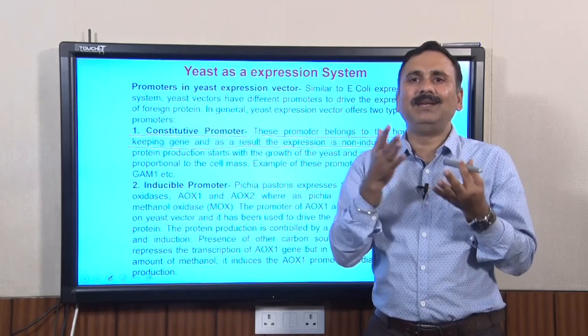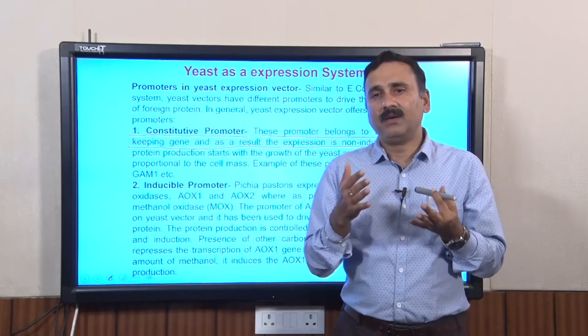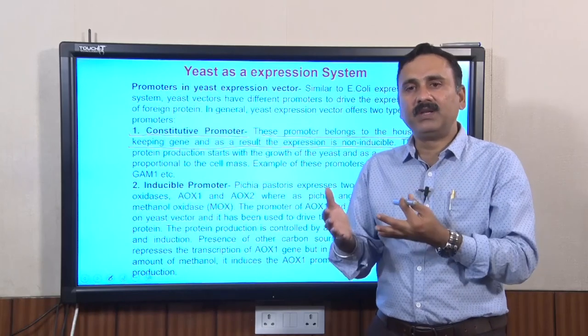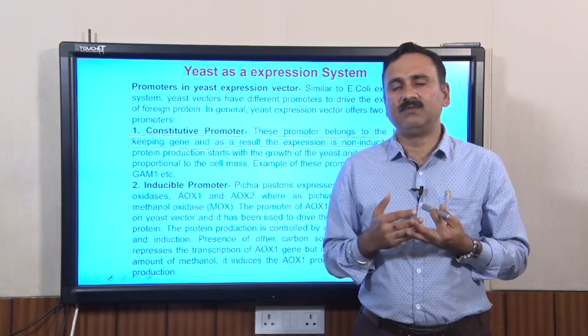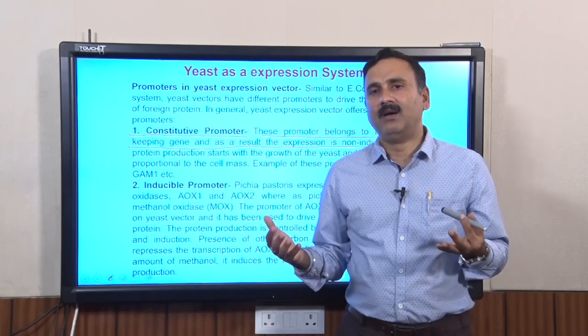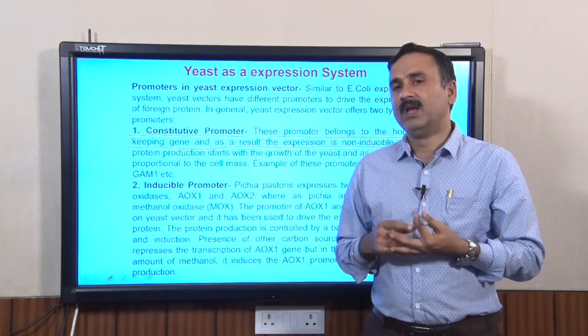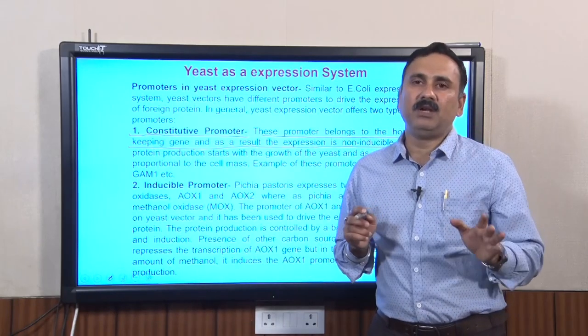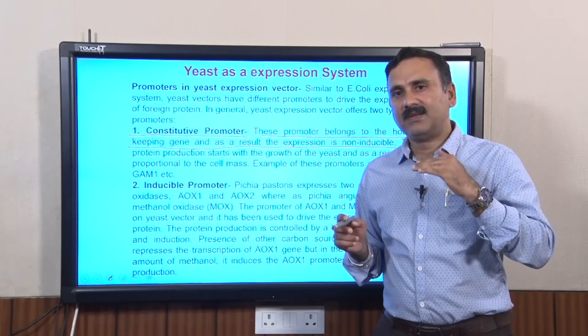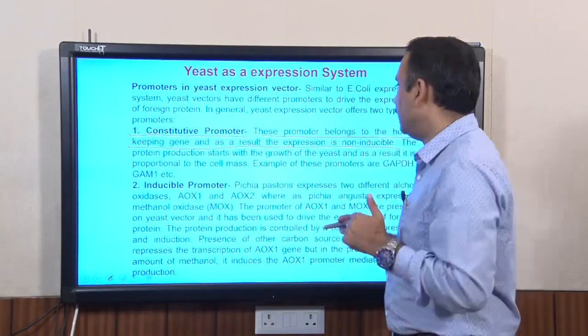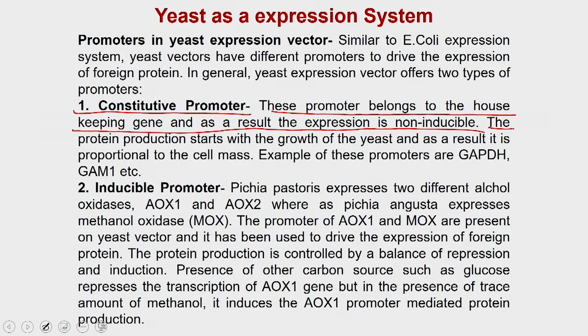One of the classical examples is LDH. So, LDH is a housekeeping gene, as are actin or myosin. Most of the structural proteins which are part of the formation of the plasma membrane belong to the housekeeping genes. So, housekeeping genes are never inducible because they are consistently producing the protein. The protein production starts with the growth of the yeast, and as a result it is proportional to the cell mass. Examples of these promoters are GAPDH, GM1, etc.